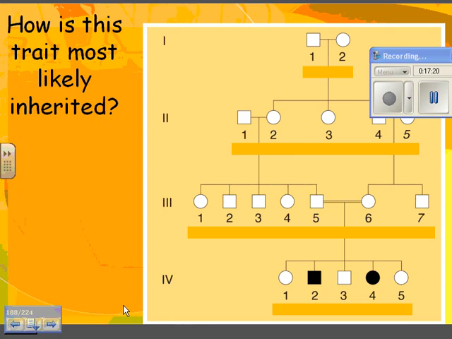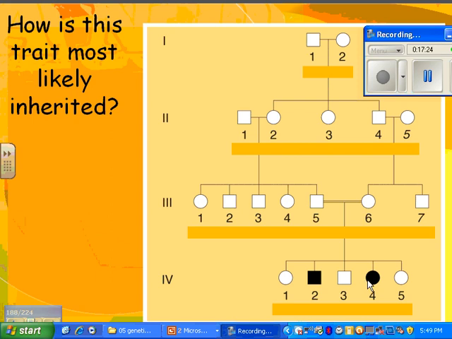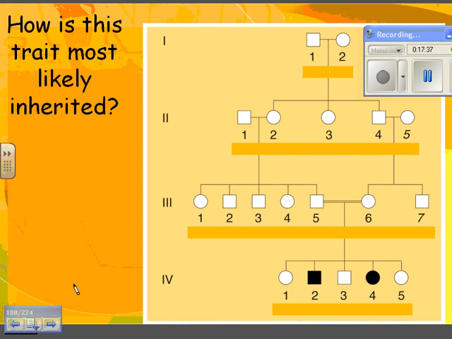Okay, how is this trait most likely inherited? All right, take a look at this. There are two people who have it, boy and girl, and their parents were cousins. Oh my goodness. That's recessive because their parents don't have it. And it's on an autosome probably because both a boy and a girl have it. So autosomal recessive.